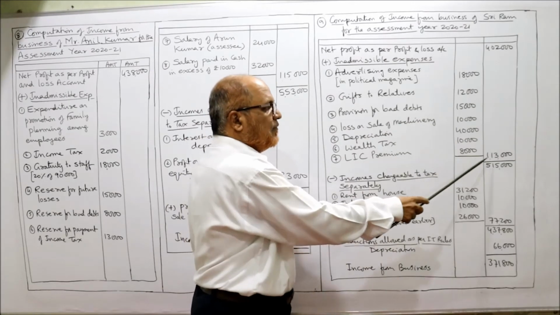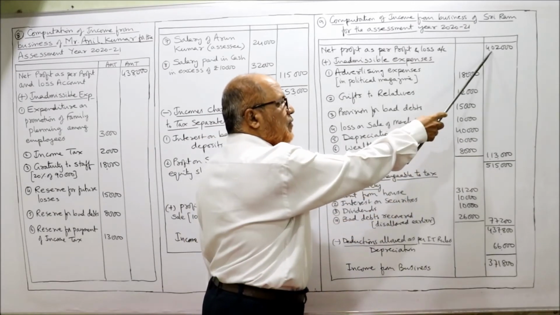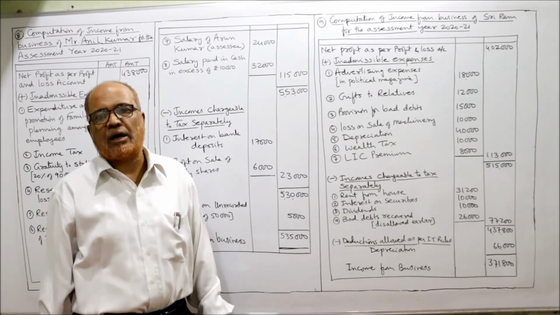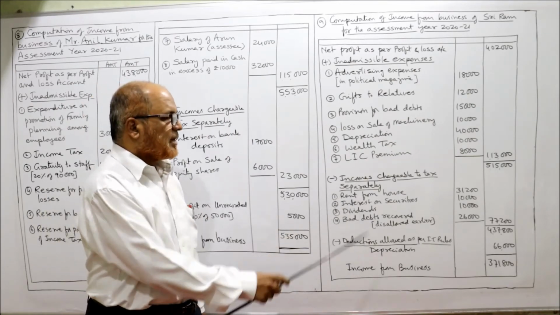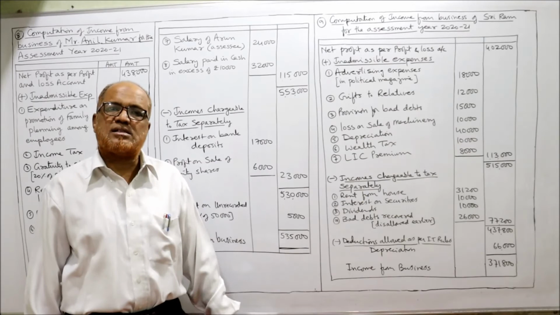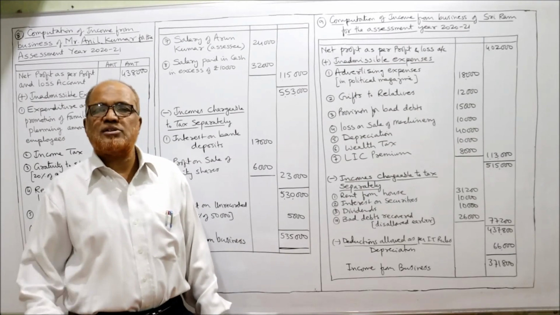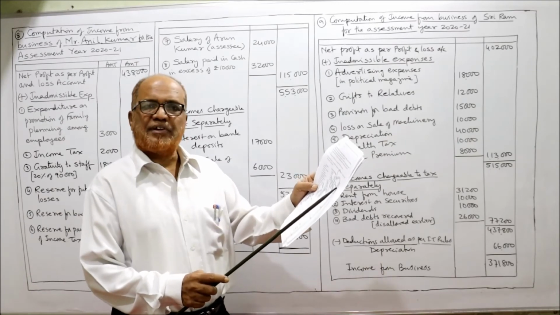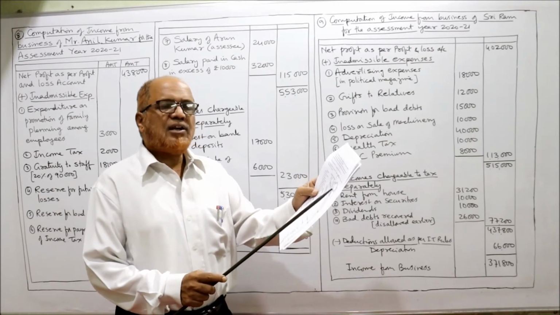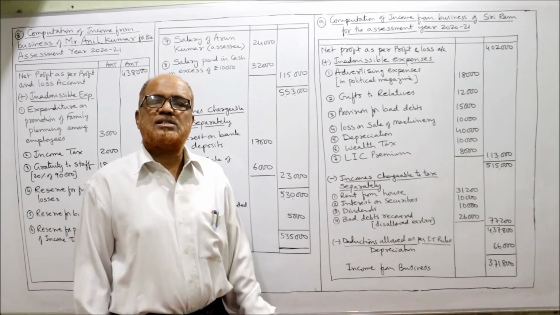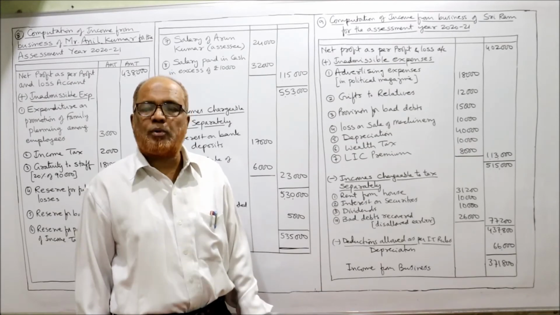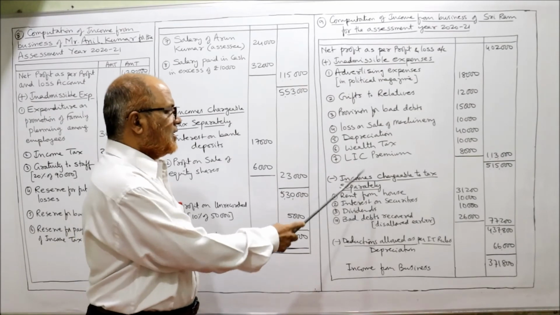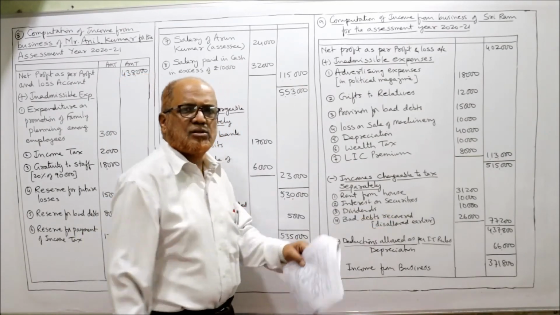Take the total, 1,13,000. Subtract: 4,02,000 minus 1,13,000, 5,15,000. From this we subtract incomes chargeable to tax separately, not business income. See the credit side. Gross profit is a business income. Rent from house is taxable under income from house property. It is not a business income. So deduct rent from house property, 31,100.